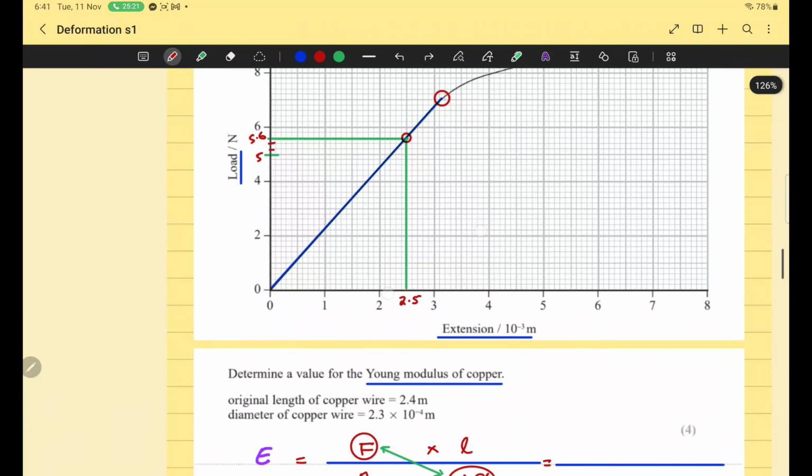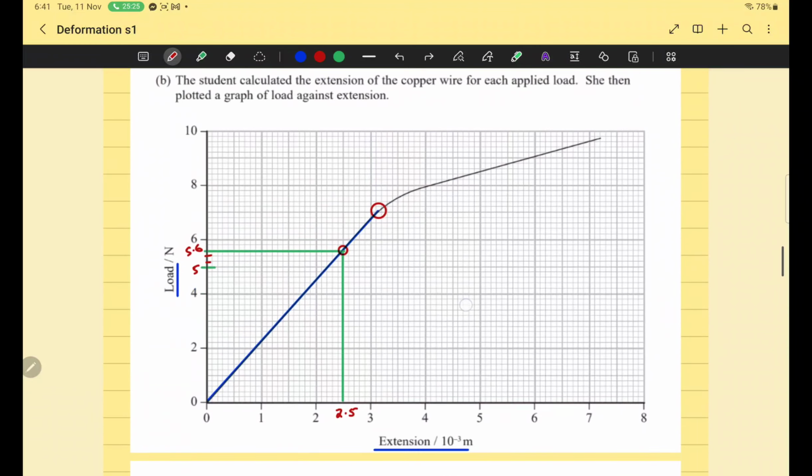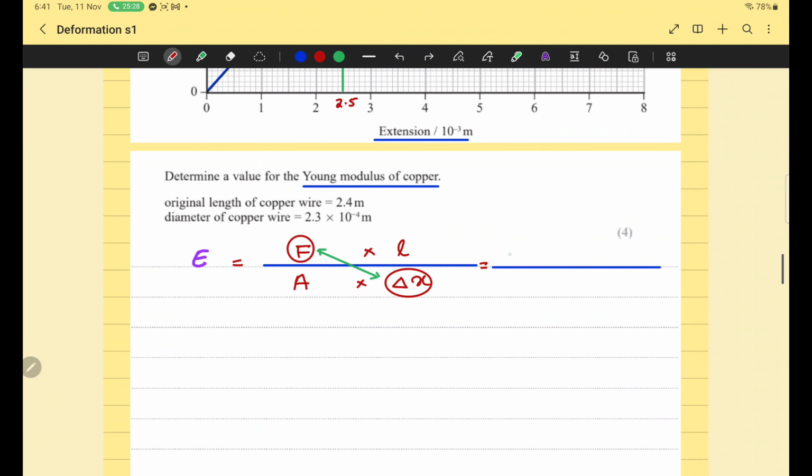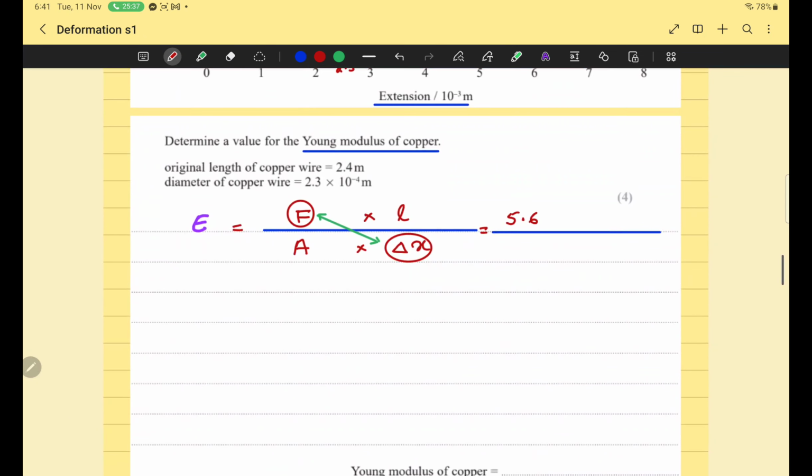And if it is 5.6, so I am putting the values. Sir, force is 5.6 Newton. You can choose any point on the graph. Force from the graph 5.6 and the corresponding extension is 2.5 millimeter. This is the extension. And what is the original length of the wire? Original length of the wire is 2.4 meter.